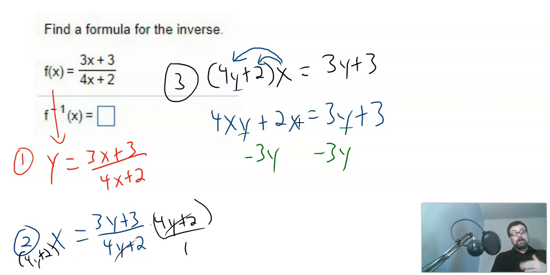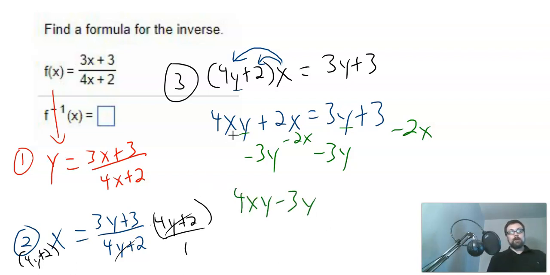And I don't want the x over here because there's no y with this term. So this one doesn't belong with this group. So I'm going to subtract the 2x over to the right-hand side. So get all of your y's on one side. Everything that doesn't have a y goes on the other side. And then we're going to get 4xy minus 3y, that's what we get over here, equals 3 minus 2x. Right, because these canceled and these canceled.